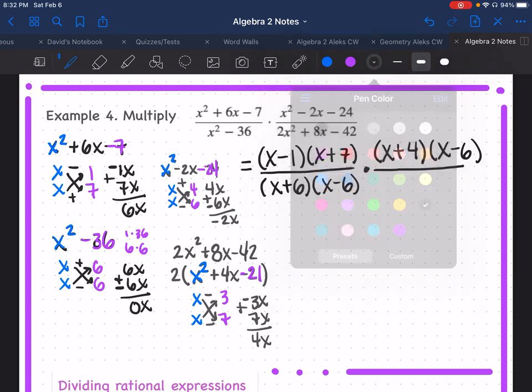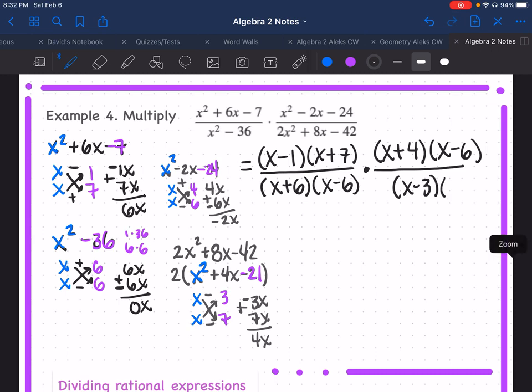Let me go ahead and change my color. Now, yes, I have my x minus 3 and I have my x plus 7. That should be a plus down there. But I also have that 2 that I originally factored out. Now, since I have completely factored all four of my polynomials, I can start looking for things that match in the numerator and denominators, and I can start canceling them out.